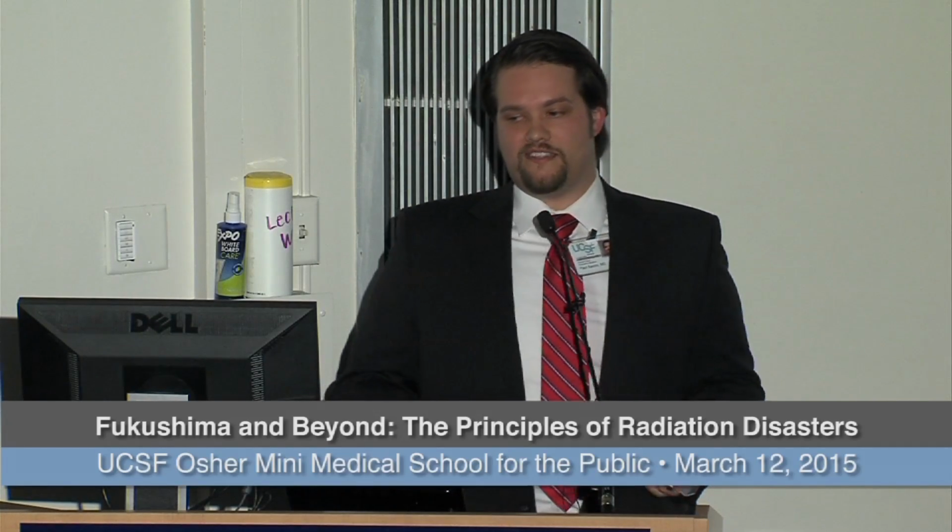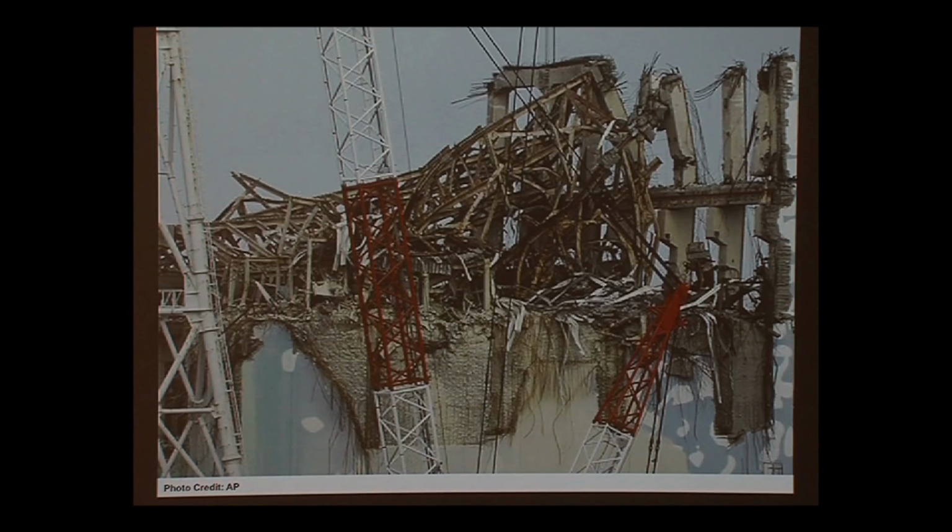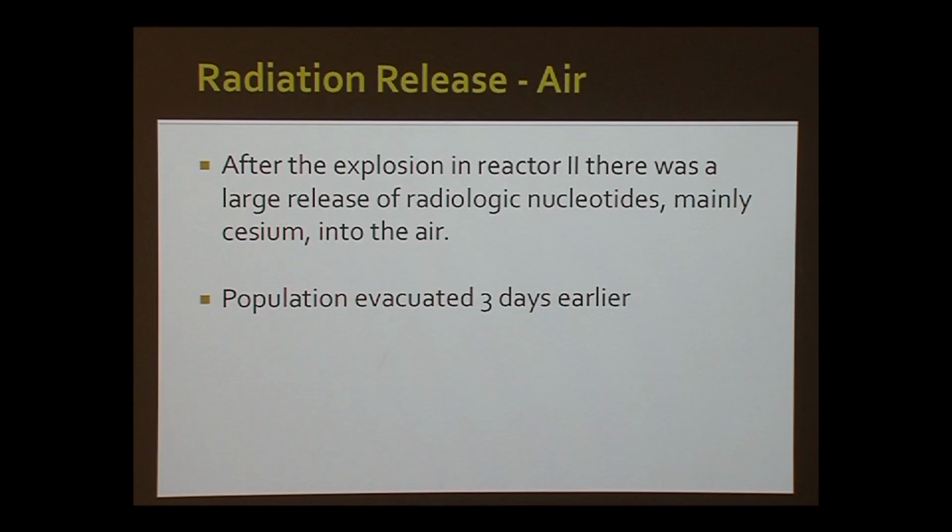So what actually happened at this event? Again, there was no damage actually from the earthquake. The heat from the reactors that they were not able to cool because their cooling mechanisms failed ended up creating hydrogen explosions in their reactors. This is reactor number 3, which had a large explosion. And there were a few sequelae of these explosions.